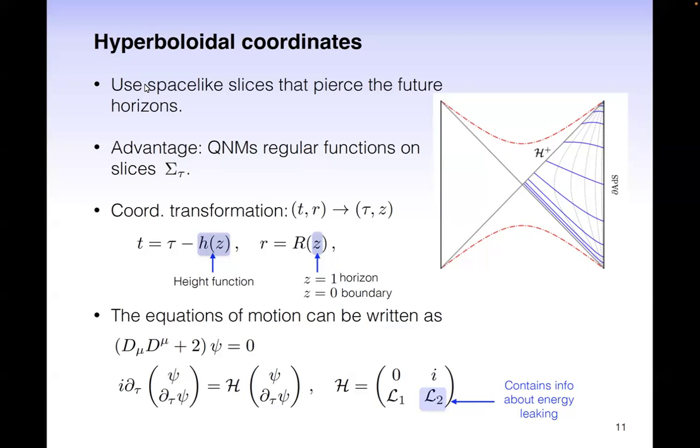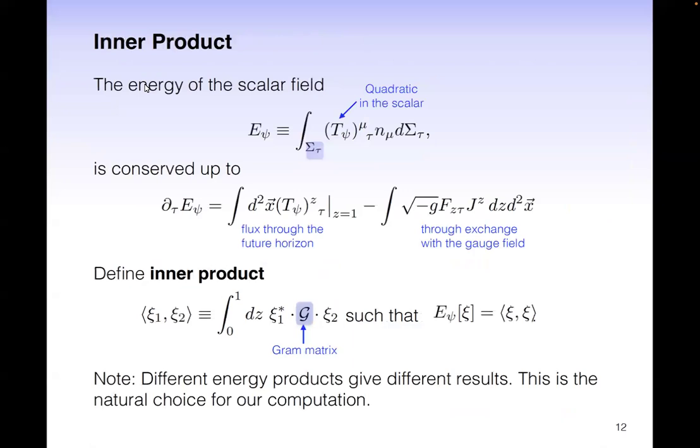So this is the Hamiltonian that describes the evolution of this scalar field. It's built out of these two operators that have powers of z and derivatives with respect to z, and it's not too difficult to see that the leaking of information about the horizon essentially is included in this L2 operator. So the fact that this guy is not normal essentially can be tracked down to L2. Okay, so those are the coordinates that we're using.